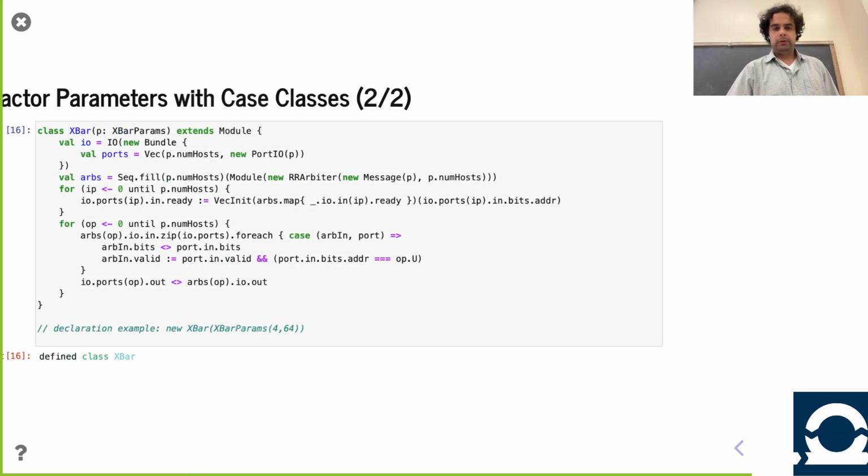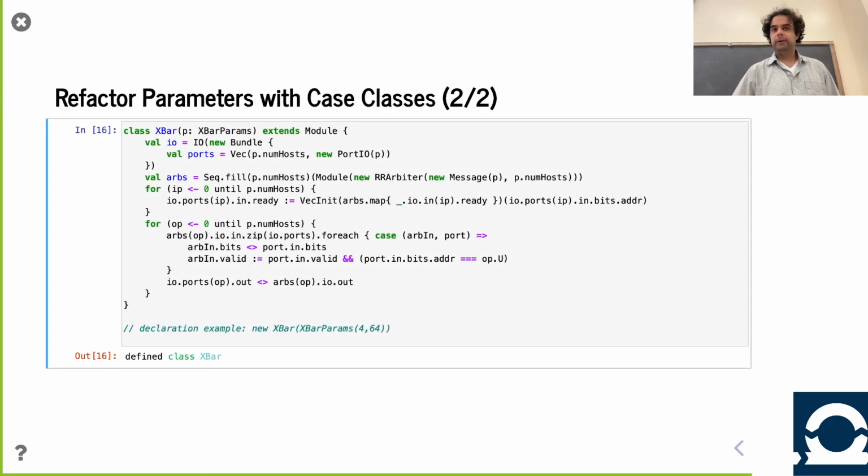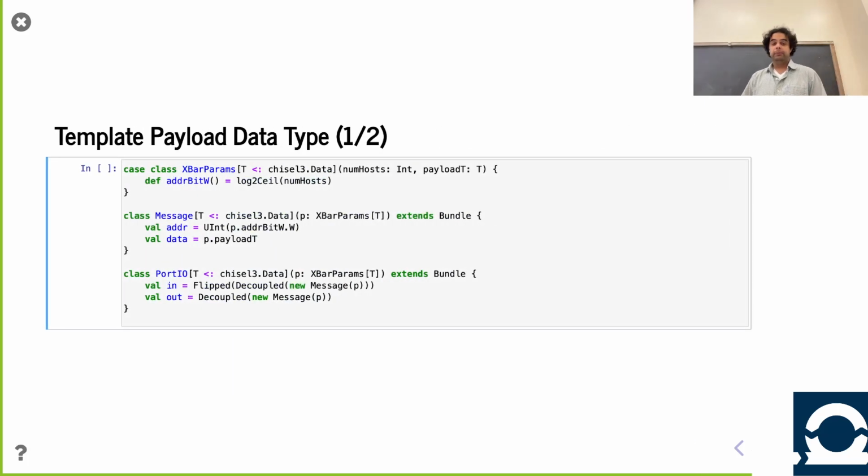Cool. Questions so far? Okay, so we've shown we had a crossbar. We just made it a little bit nicer by using case classes for parameters. What else can we do? Well, what if we want to use what we just covered and have a template type for the payload? We can do that too, and we can encapsulate that also into the parameters, right?